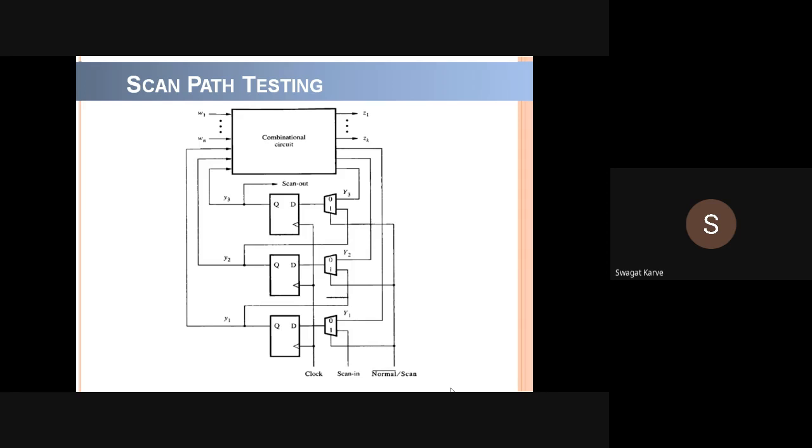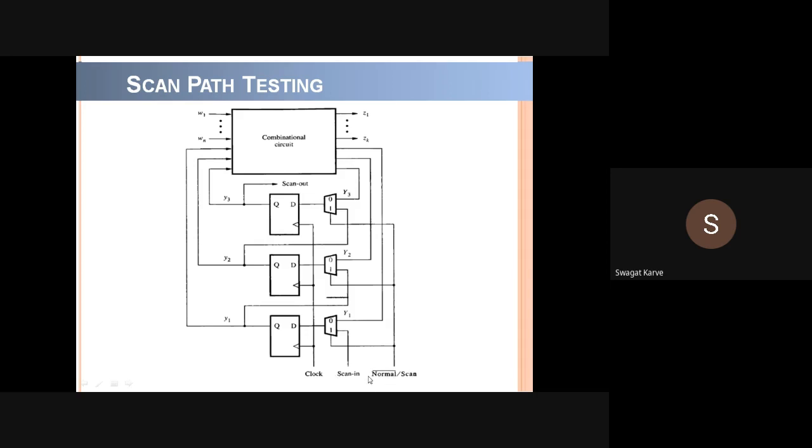So now the next thing is how we are doing this. This is a typical scan path testing. It can be executed in three steps, which we have discussed. First, you have to enable the scan mode, or enable the scan pin, then scan in the data.